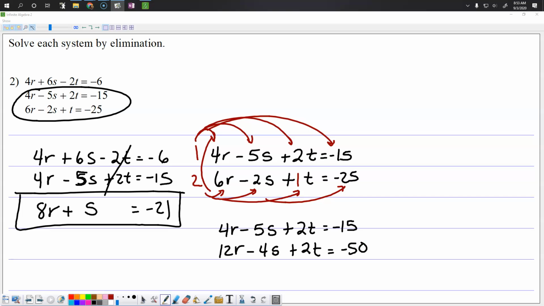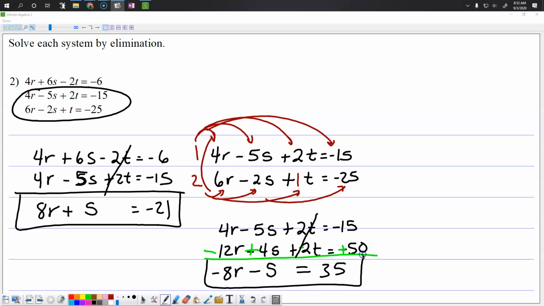All right, we're almost there, but we still don't have what we want because I want to cancel out the t's, right? The problem is that they're not opposite signs. We need them to be opposite signs, so we do the next step, which is to change the signs of all the numbers in one of the equations. I'll go ahead and change all the signs here on the bottom. It doesn't matter which one you do, just so long as you change one of them. So now we have 4r minus 12r, which is negative 8r. Negative 5s plus 4s is negative 1s. The t's cancel like I needed them to. And then positive 50 combined with negative 15 is 35.